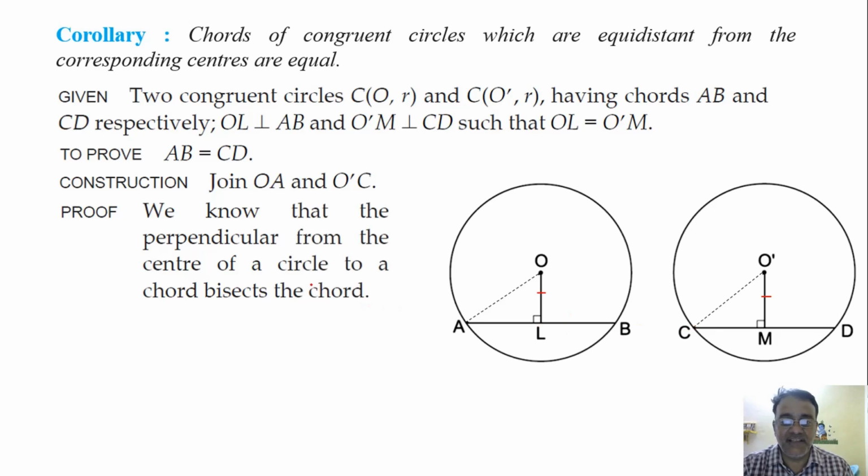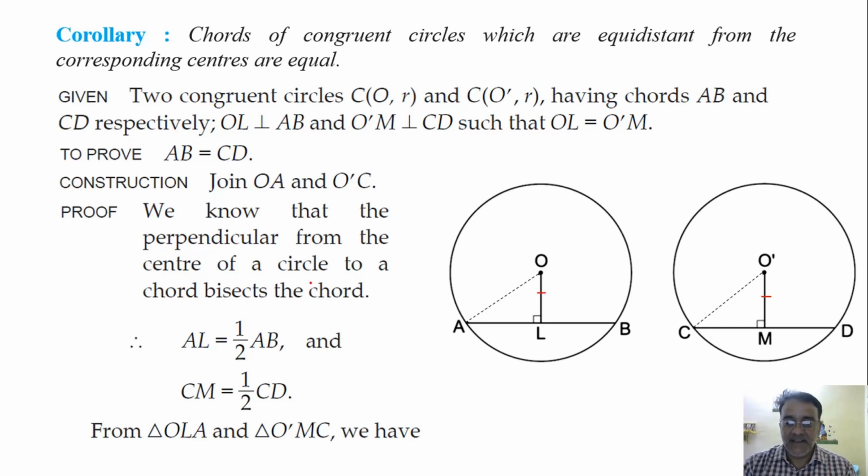Right, now we'll write the same step: the perpendicular drawn from the center to the chord bisects the chord. So AL is equal to half of AB, CM is equal to half of CD. Now we'll prove these two triangles are congruent.